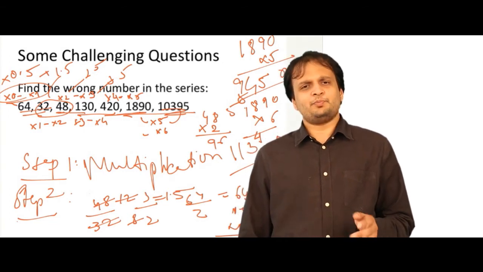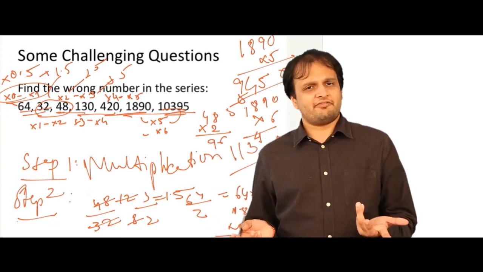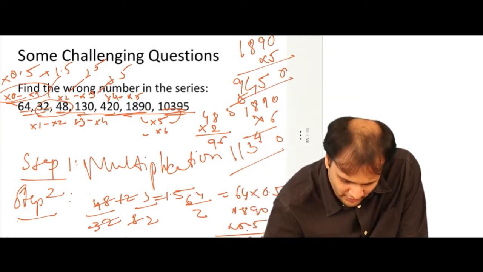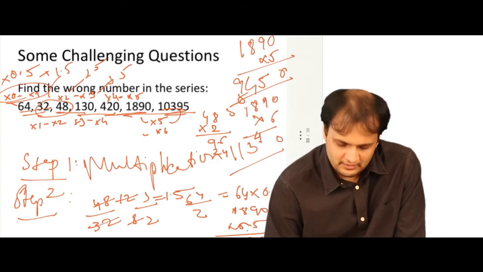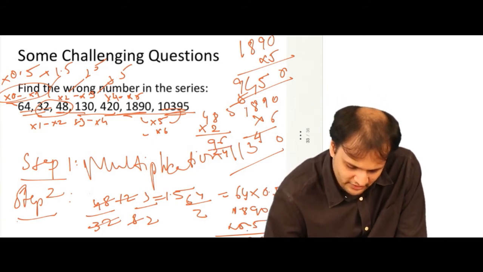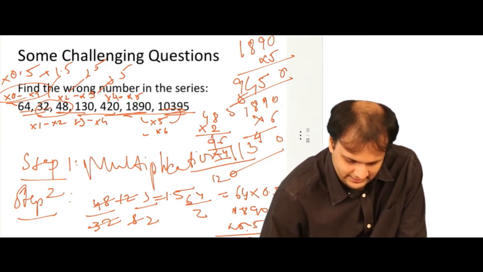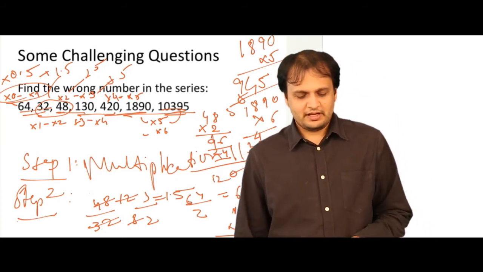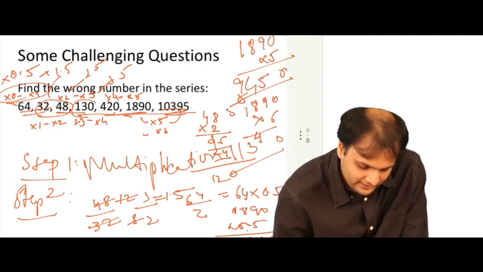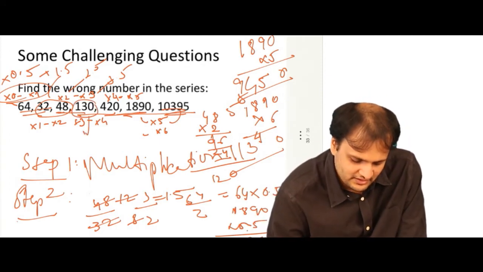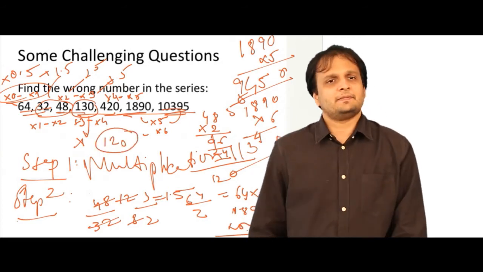So let's do 48 into 0.5 now. 2 is done. And now we will do 0.5. 0.5 means nothing but half. So what is 48 into 0.5? So half of 48, this is 24. So this is 48 into 2 plus 48 into 0.5, add them, 120, right? So I should get 120. But what has been given to me here? 130. So this is the wrong number. The right number should have been 120.